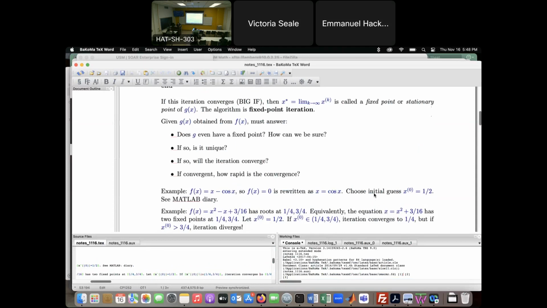So now I'm going to do the same thing. I'm going to define g of x to be this function on the right side, x squared plus 3/16. I'll go ahead and set my initial guess to be equal to 1/2. And let's see what happens.